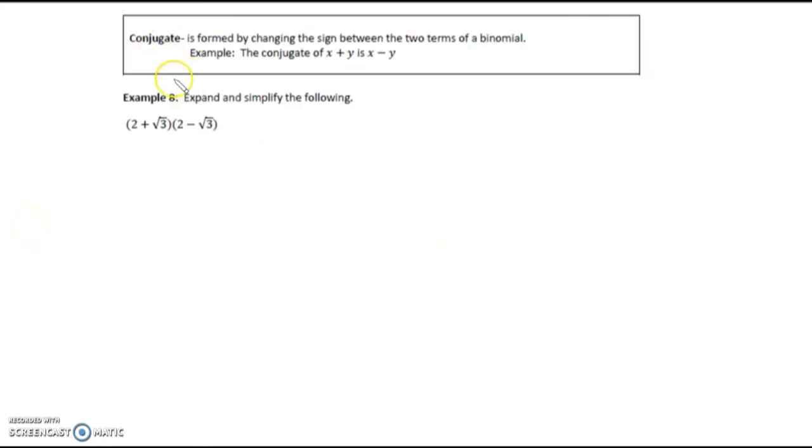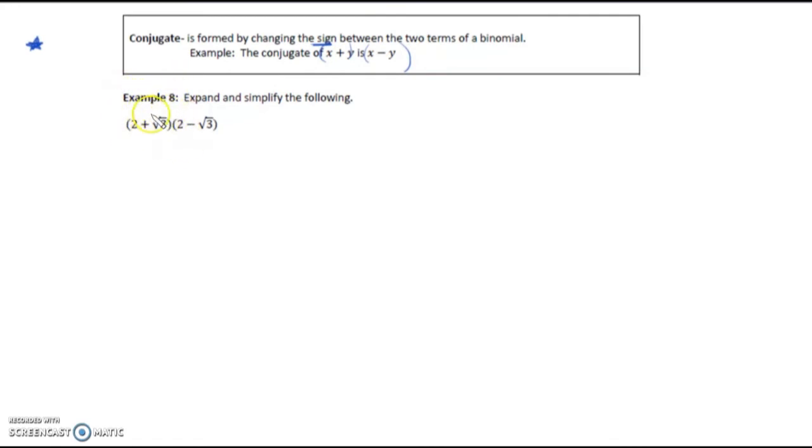I'm going to teach you what a conjugate is, and this comes up again in calculus, so this is really important next year. A conjugate is formed by changing the sign between two terms of a binomial. So the conjugate of x plus y is just x minus y. I'm going to show you why this is important when we have root signs or radicals.